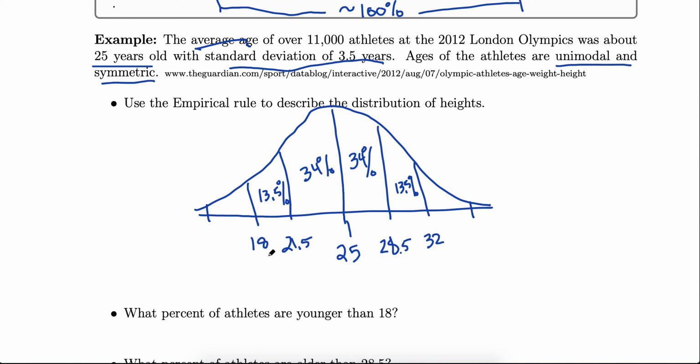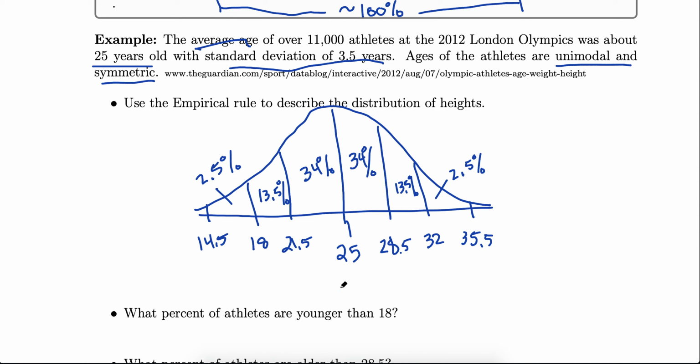Okay, and then our last one, if we go out yet one more standard deviation, so 18 minus 3.5, we're going to get 14.5. And then 32 plus 3.5, we'll get our 35.5. And that should give us about all of our data. So we went from 95% to about 100%, which will give us 2.5% in each of these. 5% left over, split it up equally.